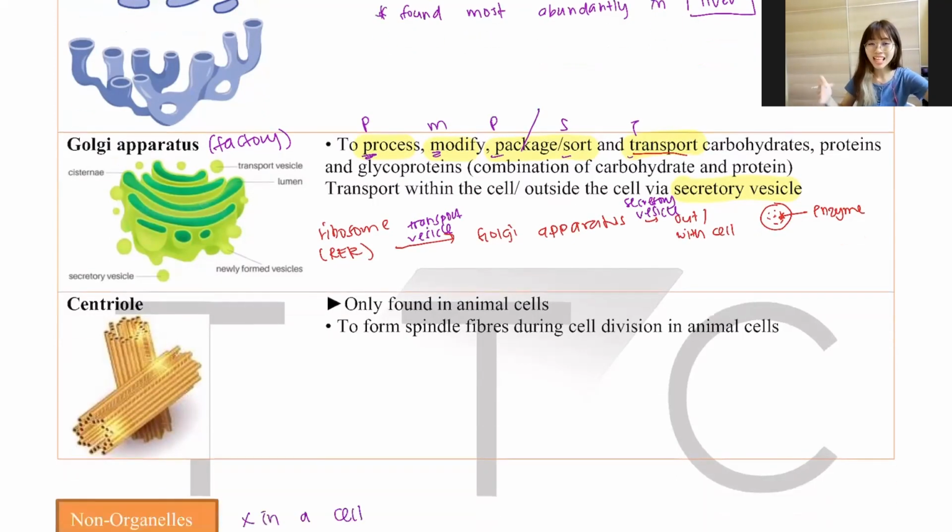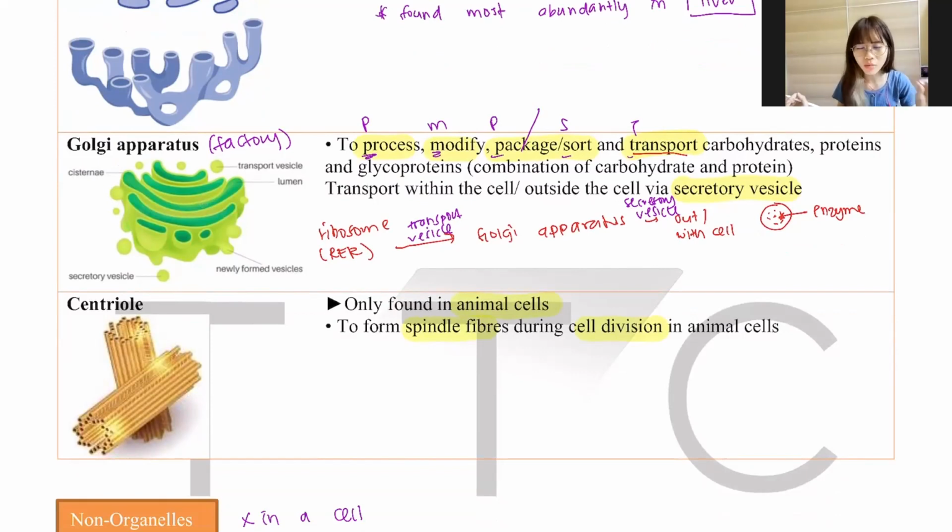The last one is a centriole. Some teachers pronounce it as centroles, whatever. Okay, centrioles. So centrioles can only be found in animal cell. Only animal cell has. Plant cell doesn't have. Why? Because it will form spindle fiber during cell division. What is a cell division? Cell division is like a binary fission. 1 to 2, 2 to 4, 4 to 8, we call it a cell division, binary fission.